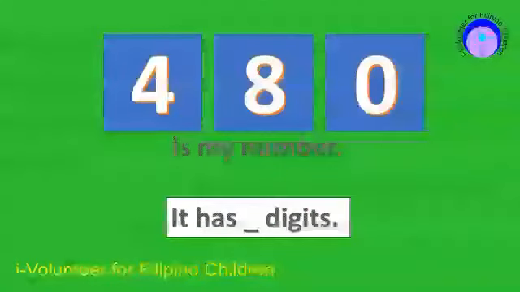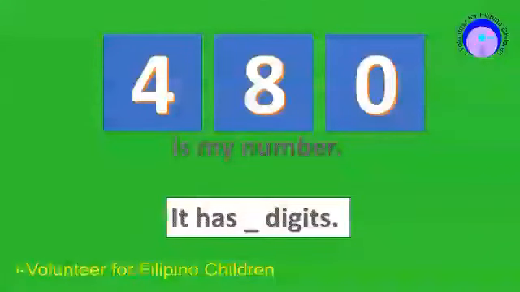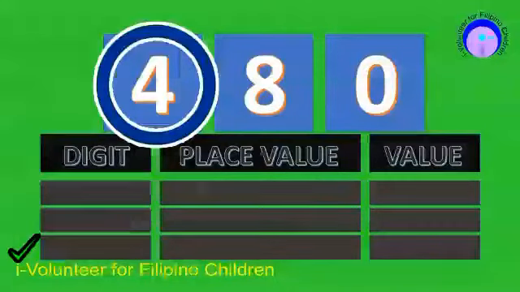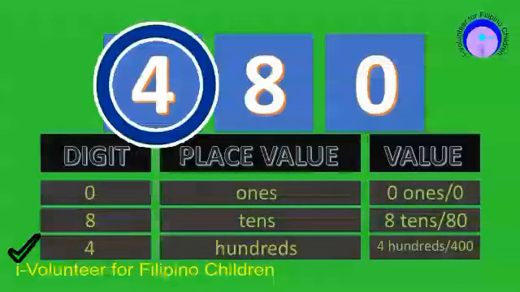What is your number? How many digits does your number have? 480 is my number, and it has 3 digits. What digit do you have? What place value does it belong to? What is the value of your digit? Digit 4 is in the hundreds place, and its value is 4 hundreds or 400.